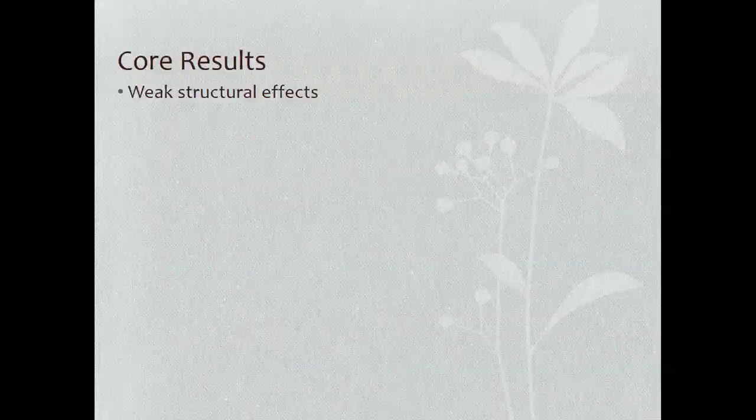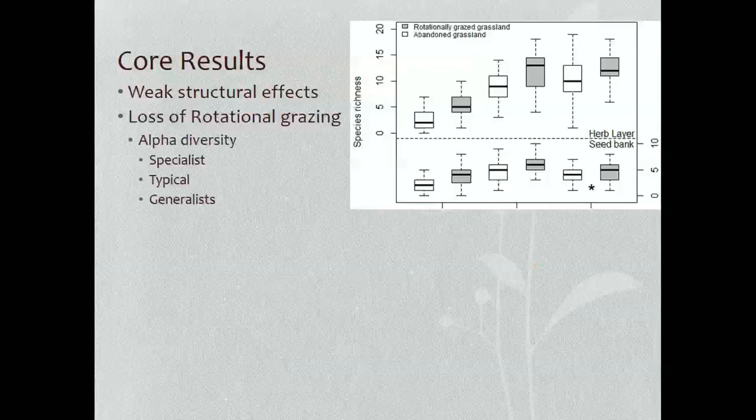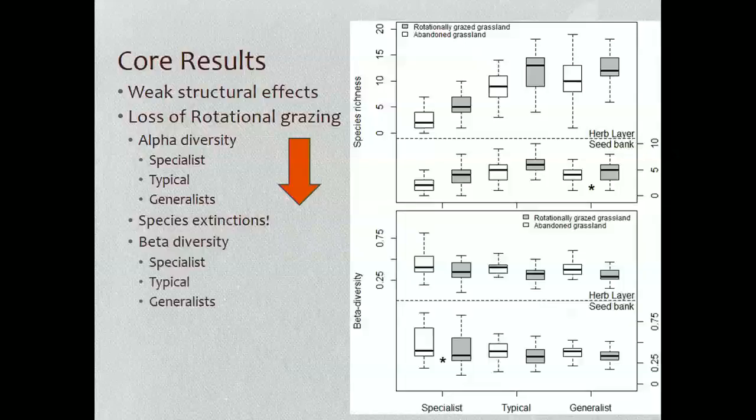Essentially, we found that the landscape infrastructure, the structural connectivity, if you like, had very weak effects. But with the loss of rotational grazing, for alpha diversity, these are three types of grassland species, from specialists towards generalists. This is the seed bank below ground and the herb layer above ground, and you always see a very strong effect of the presence of the networks. So if the networks were abandoned, we see that many species go extinct.